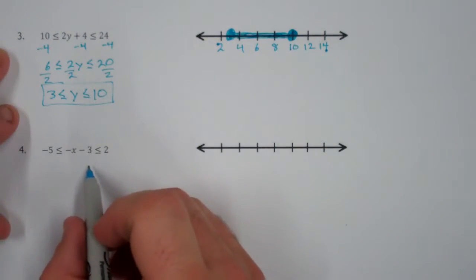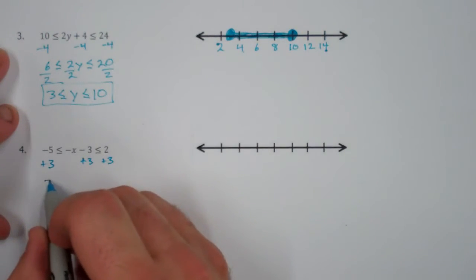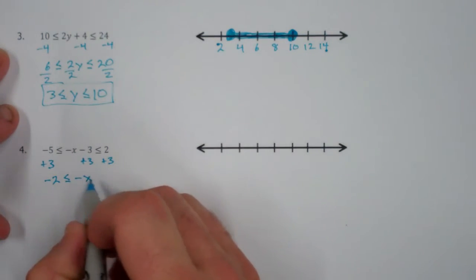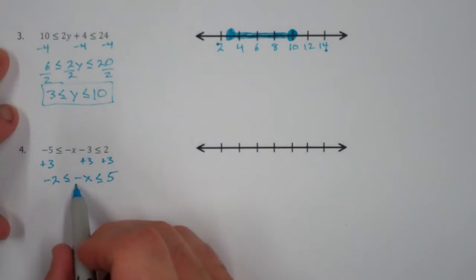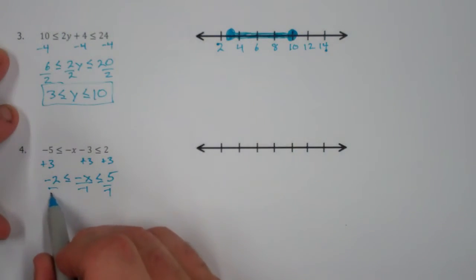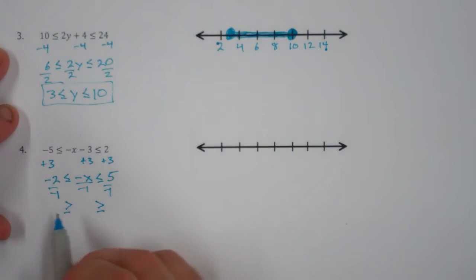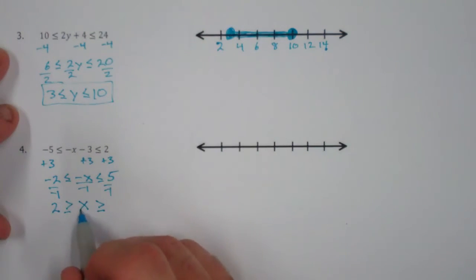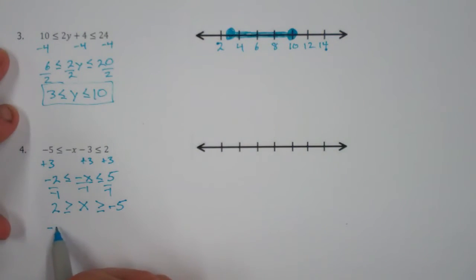For the last example here, we're going to add 3 to each side. So we've got negative 2 is less than or equal to negative x, less than or equal to 5. We need to get rid of this negative sign, so we'll divide by negative 1. And when you divide by a negative value, you need to flip the signs. So we've got 2 on the left side, x in the middle, negative 5 on the right. It's good practice to write this with the lowest value first, and then the highest value next.